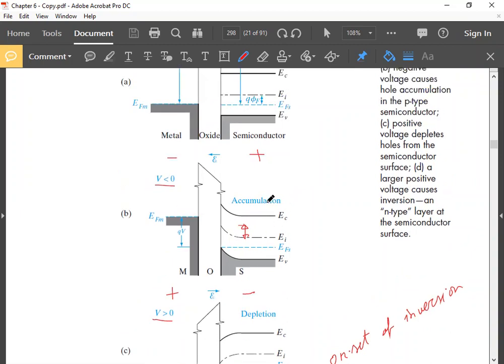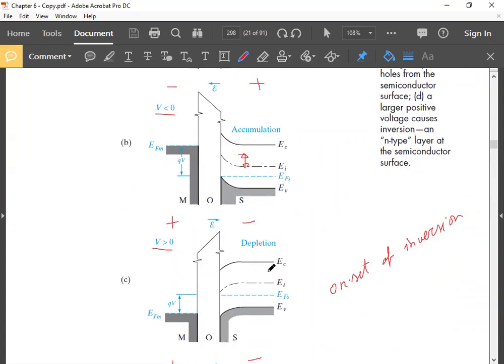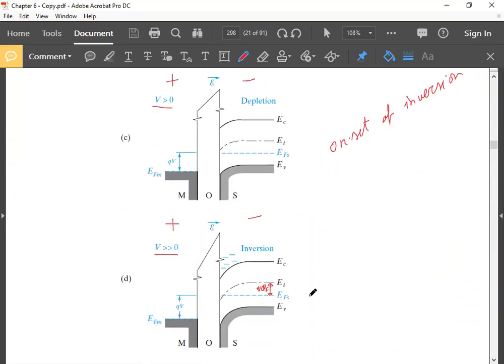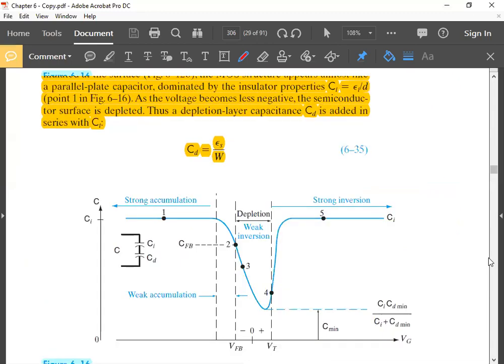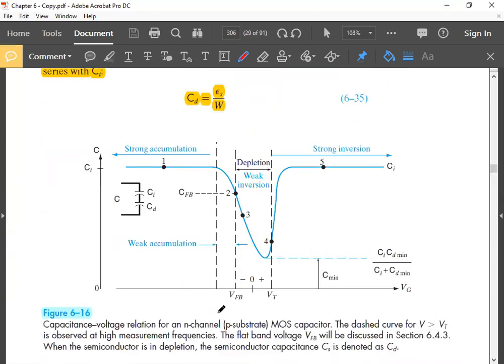So from accumulation, you will go to flat band, then to depletion, and from depletion to inversion, as you increase the gate voltage. So you have strong accumulation, then weak accumulation, then depletion. In the depletion, there may be weak inversion. After weak inversion, at VT, there will be strong inversion.